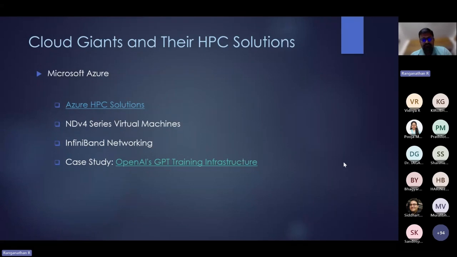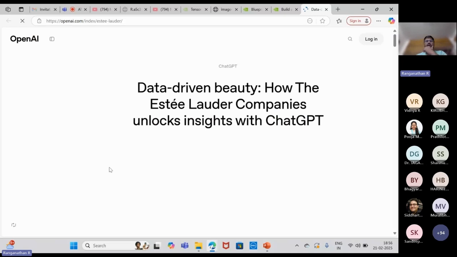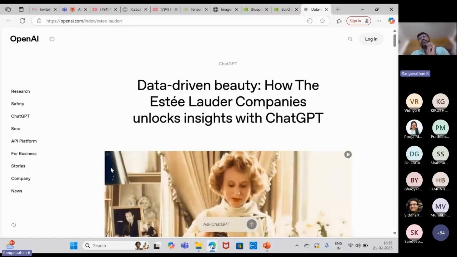Another thing is about OpenAI's GPT training infrastructure, right? So again, if you take GPT, I think GPT-1 had like 178 billion parameters, but now the latest GPT-4 has gone over that, close to a trillion parameters. And all of you would have followed what happened with DeepSeek as well, right? They were able to give much better performance at one tenth of the cost, right?